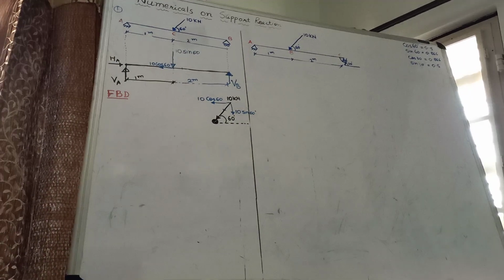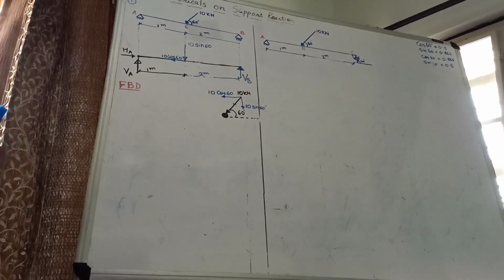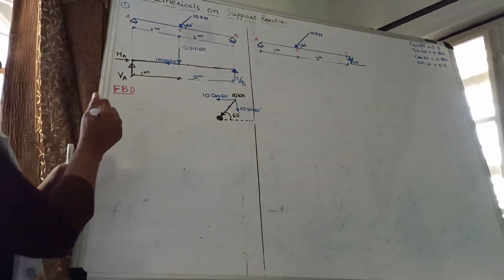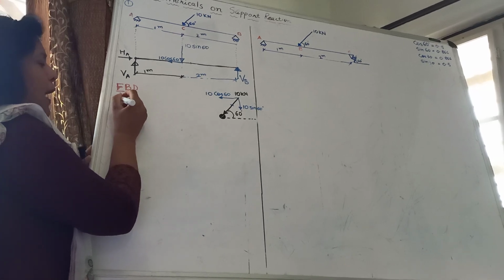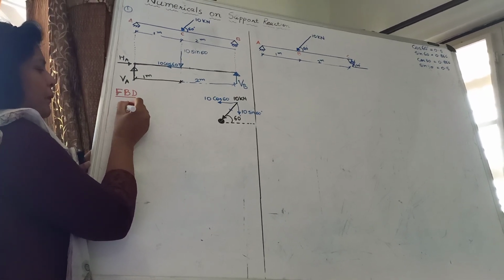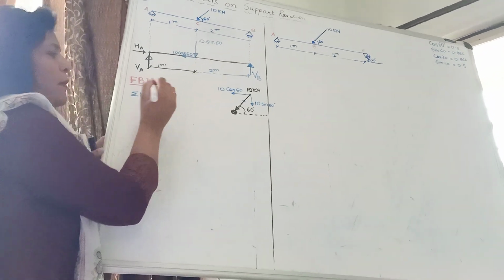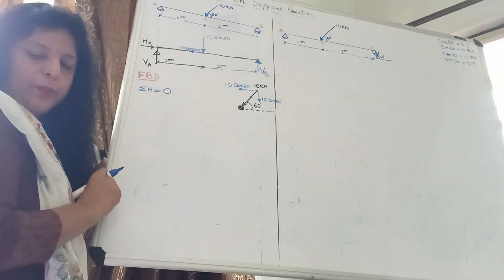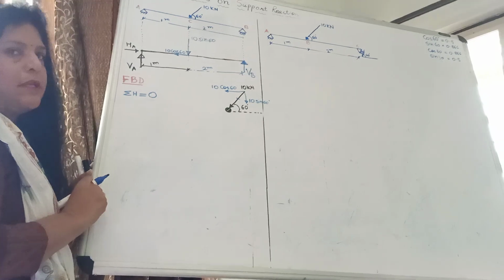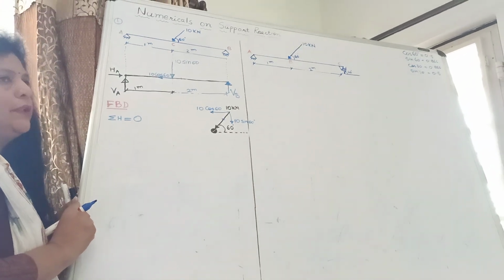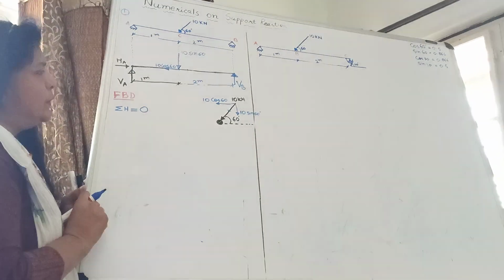So our first step is over. Now what is our second step? The second step is we have to apply the conditions of equilibrium. What is the condition of equilibrium? Sigma H is equal to 0. That means the algebraic sum of all the horizontal forces should be equal to 0.